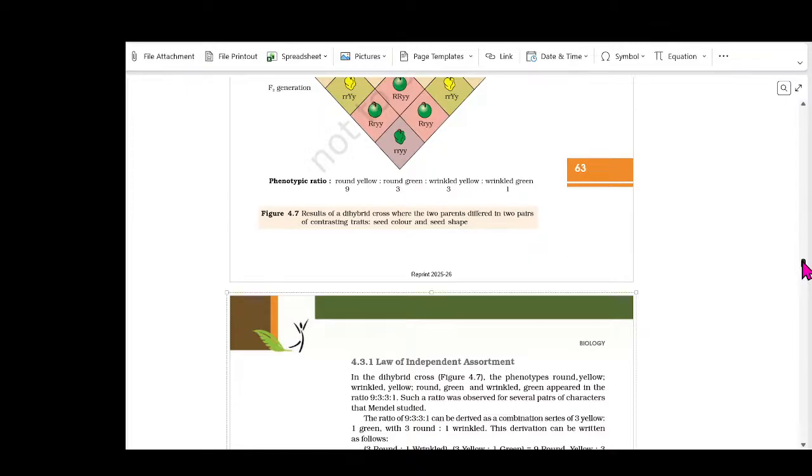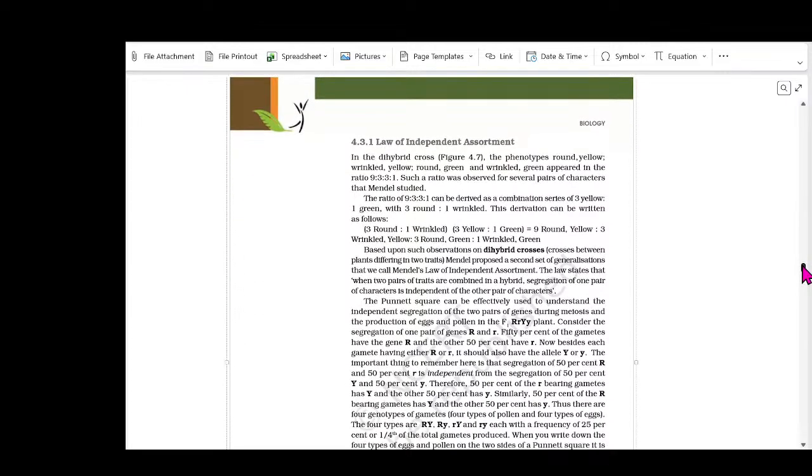You must have done figure 4.7 numerous times as it is a dihybrid cross. Let's come on to 4.3.1, Law of Independent Assortment. In a dihybrid cross, the phenotypes round yellow, wrinkled yellow, round green and wrinkled green appeared in the ratio 9:3:3:1. Such a ratio was observed for several pairs of characters that Mendel studied.